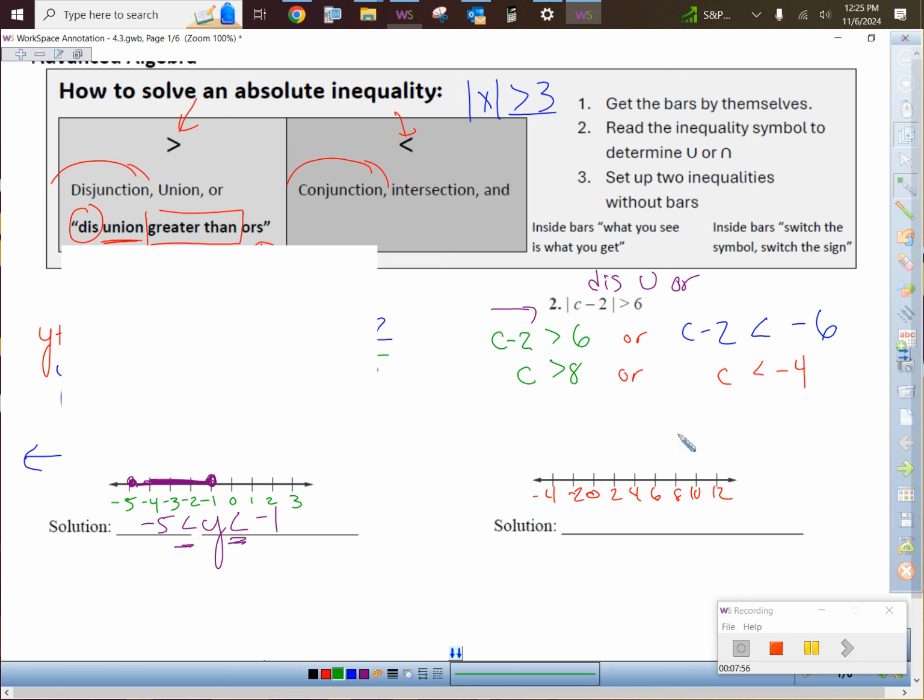So c is greater than 8. Helper graph: open dot, going to the right. c is less than -4: open dot, going to the left. And we have already decided what we want to do with this before we got started. Should I take the union or the intersection of those? Union.